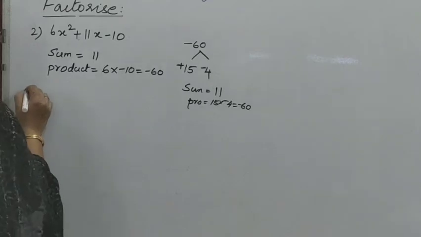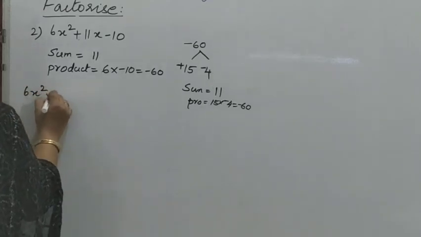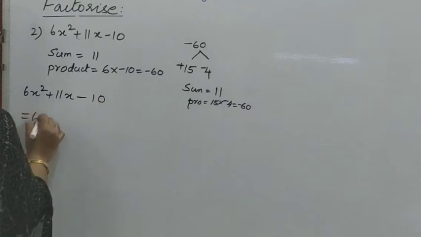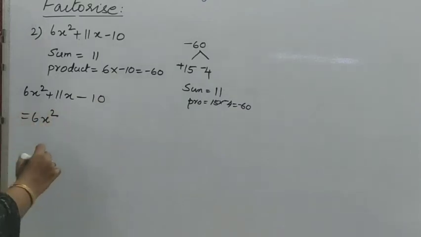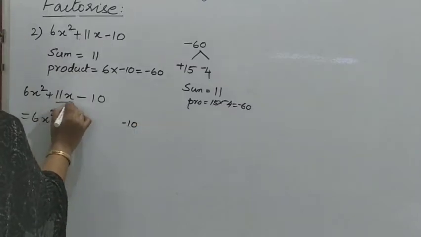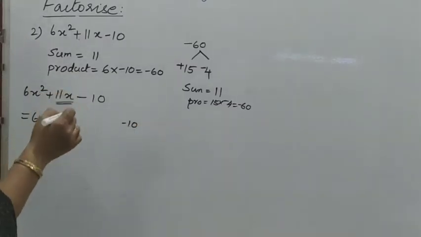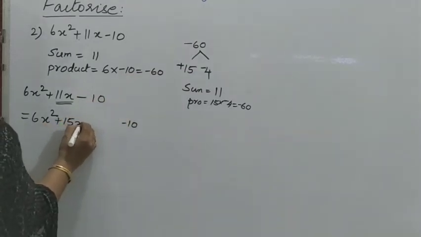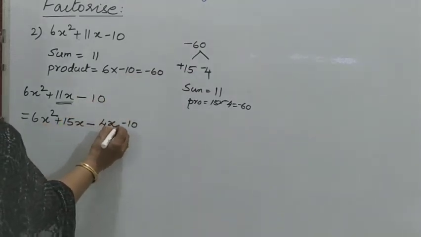Now once again I am taking down the question: 6x square plus 11x minus 10. So the first and the last term, there is no change. That is 6x square minus 10, I'll write. Now what is the change here? The 11x is to be changed in terms of these two factors. So plus 15x, then minus 4x, then minus 10.